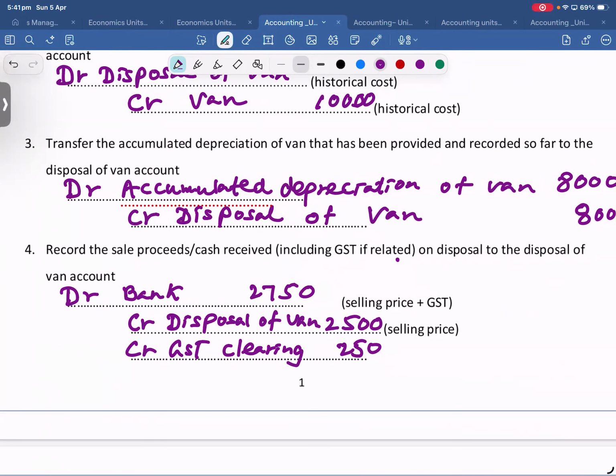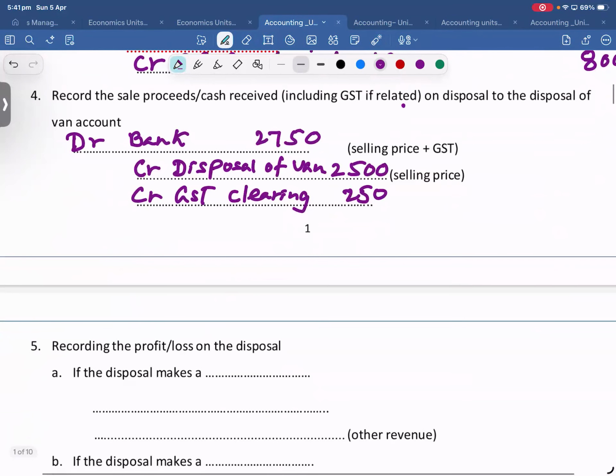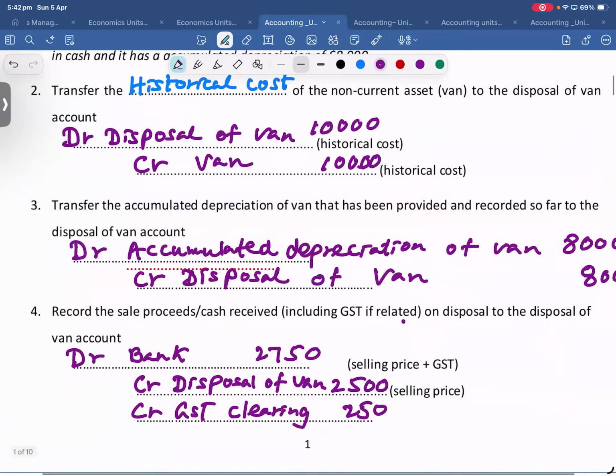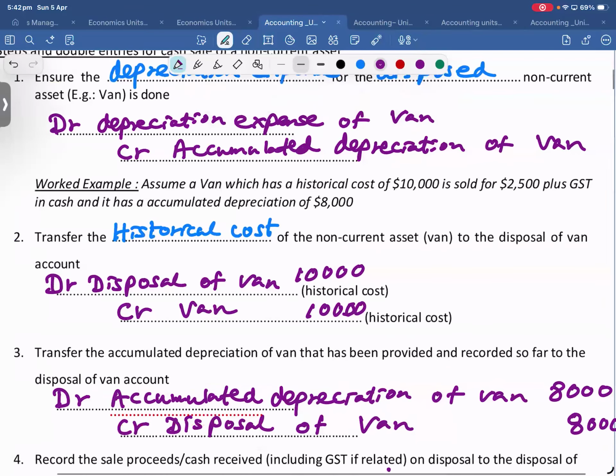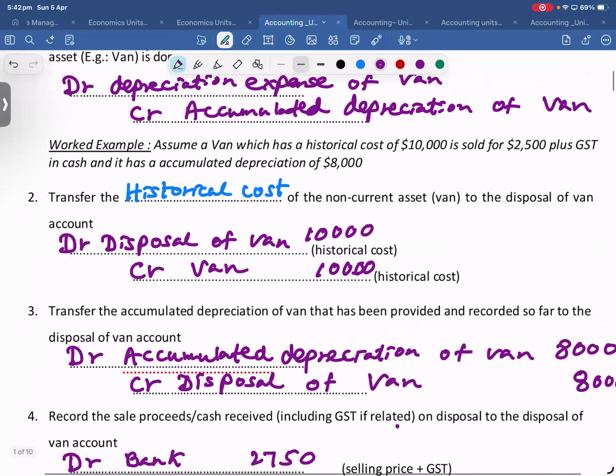Okay, guys, next one. Recording the profit or loss on the disposal. Now, my question to you. Can you tell me if you have made a profit or loss on this disposal? Loss. Sorry? Now, for this question, you don't need to worry about accounting. Common sense, yes? We made 500 extra. Profit, because you had a depreciation of 8,000, meaning the value of the asset decreased. So you are saying 500 profit.